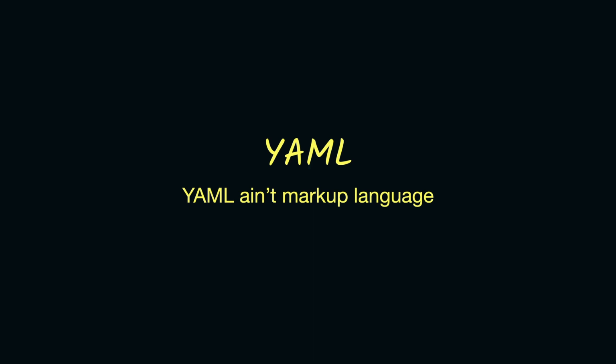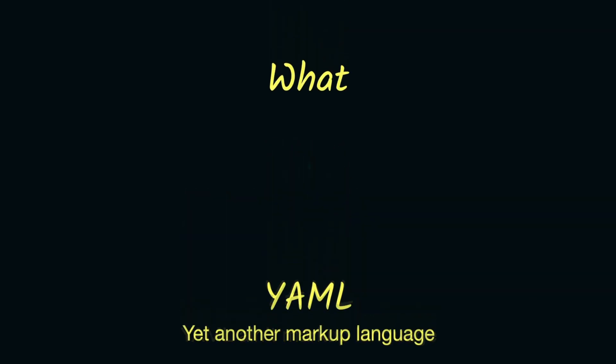YAML stands for YAML Ain't Markup Language. It was originally called Yet Another Markup Language because it came at a time when there were a lot of markup languages being introduced, such as HTML, XML, and so on. But YAML is much more than a markup language, and that's why the name was changed to YAML Ain't Markup Language. So what is YAML?